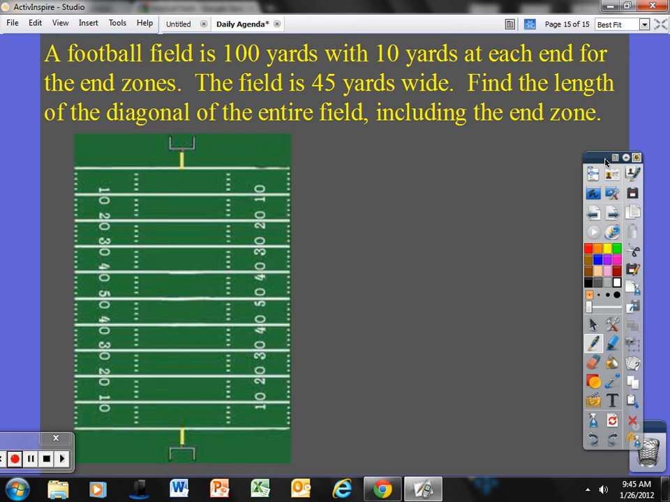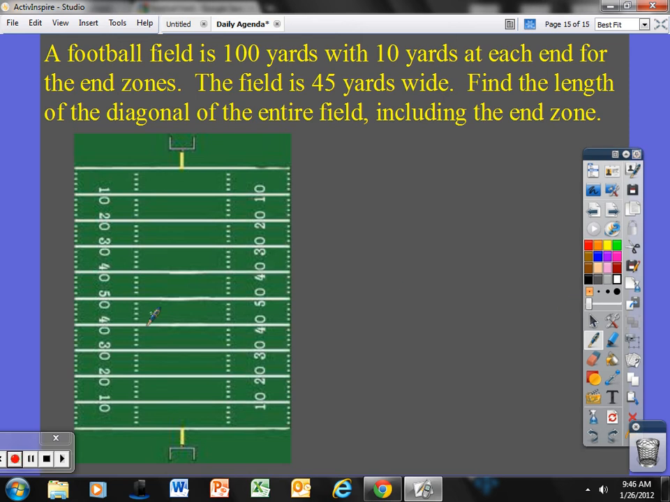Instead of drawing a picture, I've just copy and pasted one, but I can see the field is 100 yards long, and the end zones are an additional 10. So it's 100 yards from the front of one end zone to the front of the other end zone. Now it says each end zone is an additional 10 yards deep, or 10 yards long. So how long is the entire field?